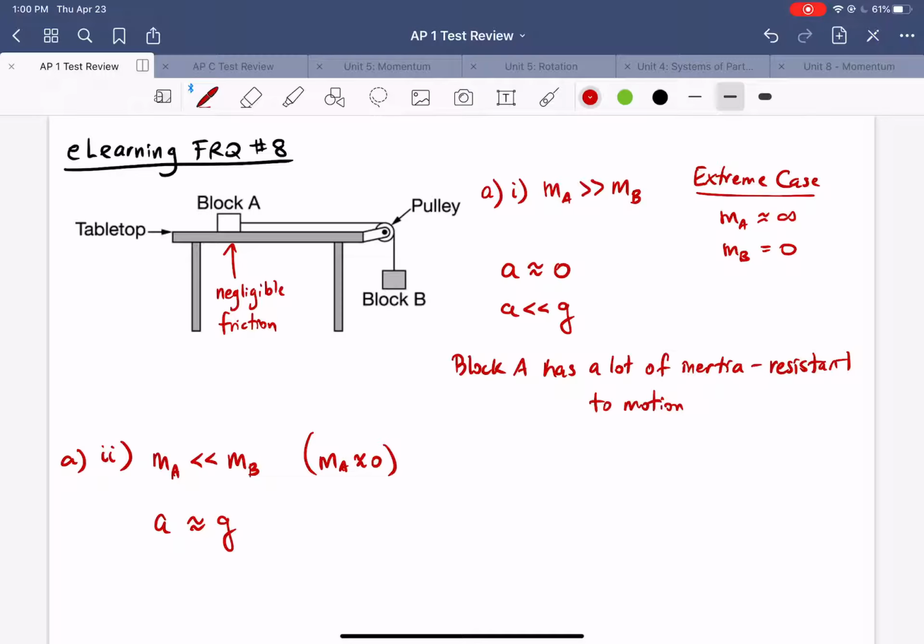All right, and then the explanation there would be, block A has almost no inertia, so block B would just fall under the influence of gravity.